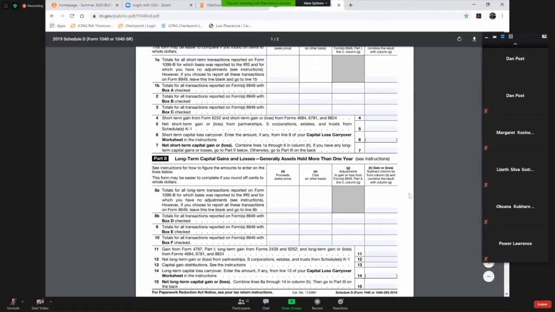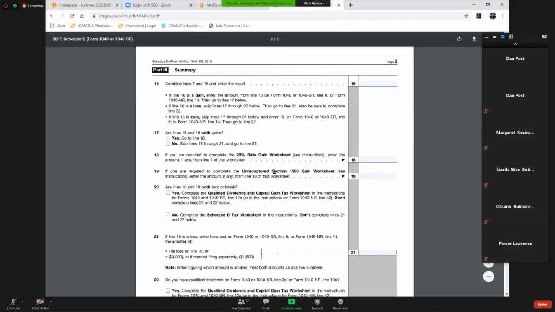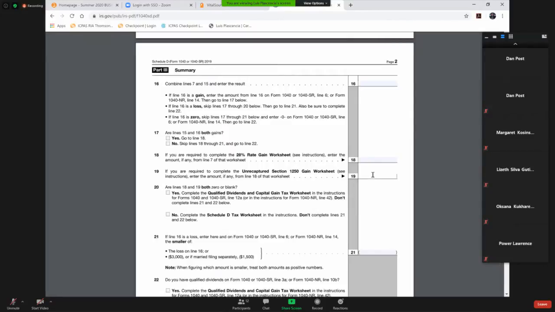Now, this particular section, page 2, I want you to think about what's happening here. We're not covering this yet, but I want you to think about what's happening here, especially this particular section. 1250, that's your depreciation recapture, which is taxed at up to 25%. This is what we're going to go over when we cover property transactions.